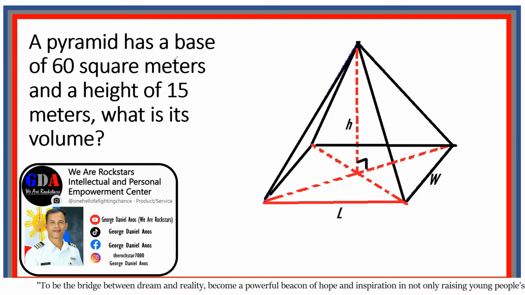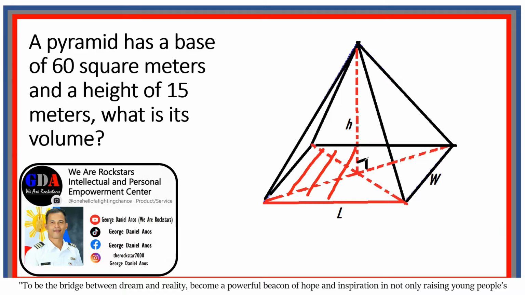So you have here a pyramid having a base of 60 square meters. So this is the base, this area here, and a height of 15 meters. So if you draw from the topmost point a plumb line and it will meet the base, it will create a 90 degree with the plane. So that is the height.